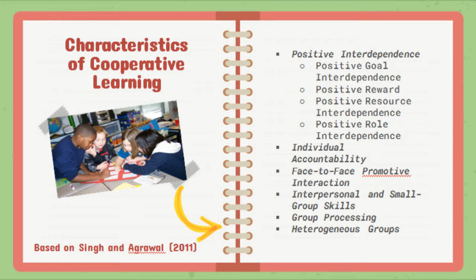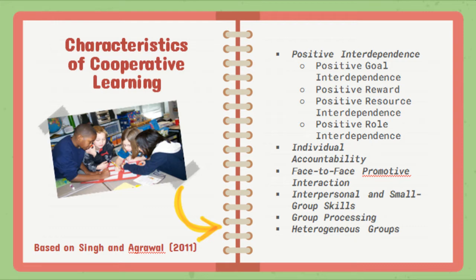And for the last is positive role interdependence. In this method, each member of the group is given a role to complement and connect with each other to determine the respective responsibility the group needs in completing tasks.